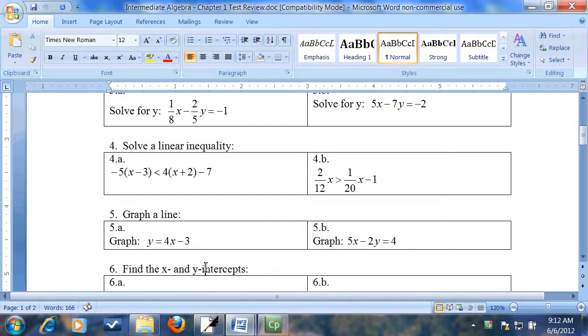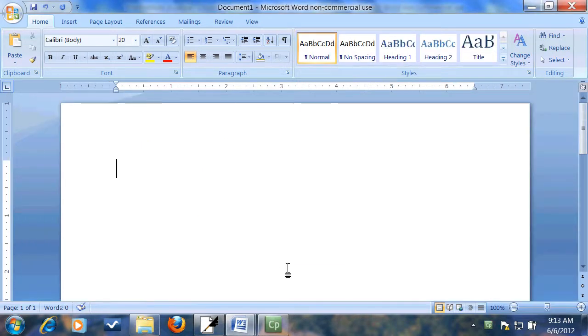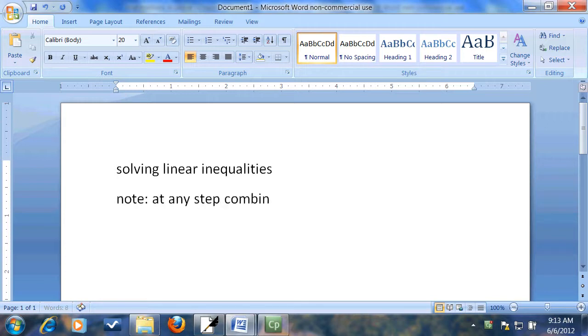Let's take a look at our fourth problem type, where we solve a linear inequality. Let's first look at the steps. Okay, we have our note up at top. At any step, combine like terms and combine numbers.